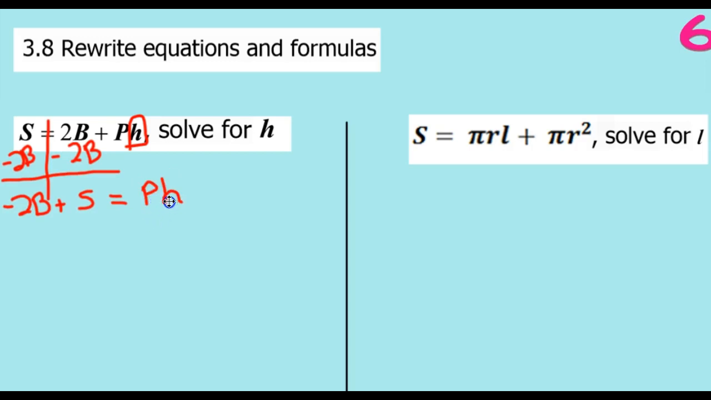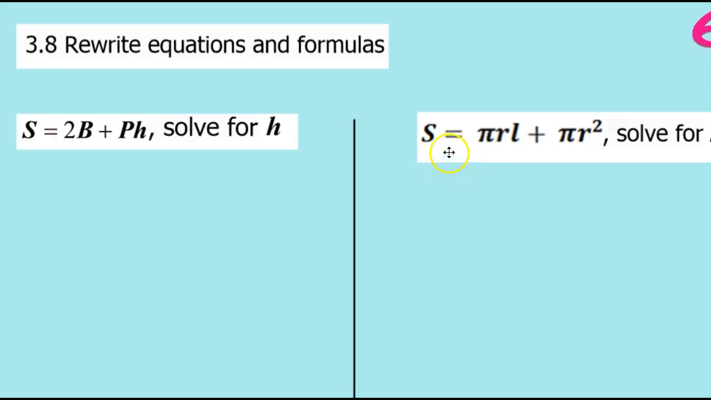I'm still trying to get this h by itself, and these are touching, so that's multiply. So I divide by p. Now I'm going to divide everything over here by p, so I'm just going to put p as one big thing underneath. So I have h equals negative 2b plus s over p.